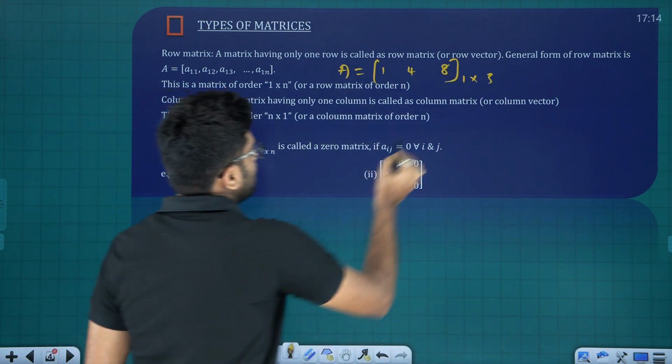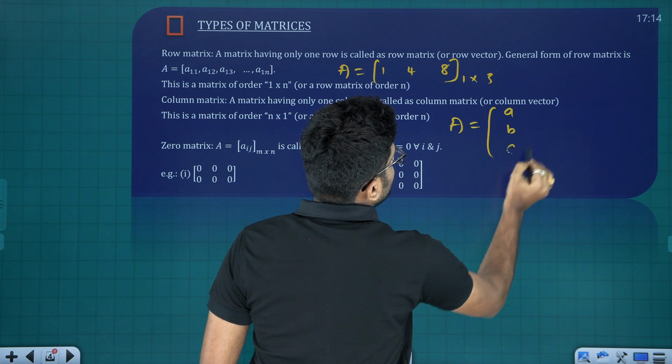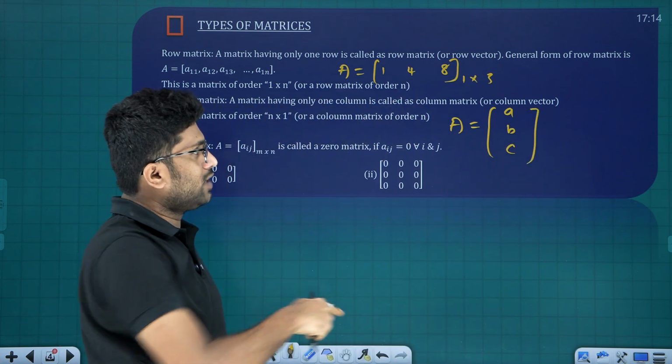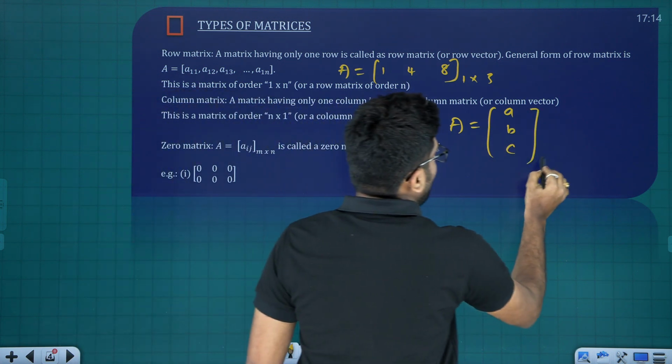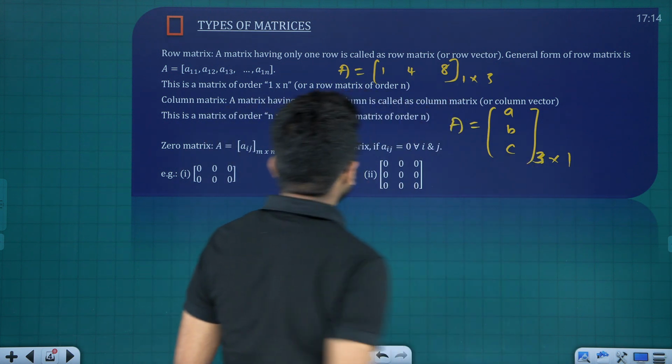Whereas for a column matrix, matrix A is equal to a, b, c. This has only one column but 3 rows. So the order of this matrix is 3 by 1.